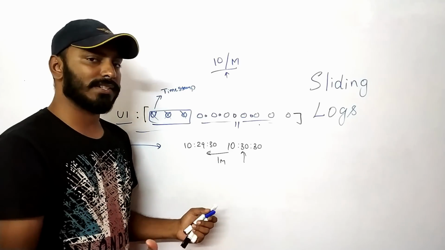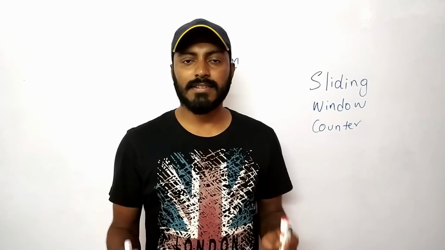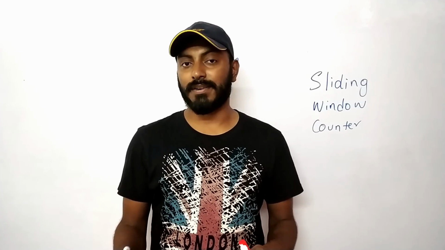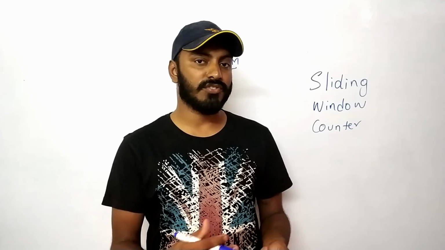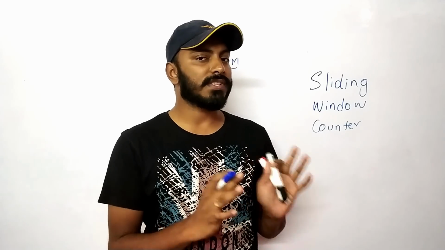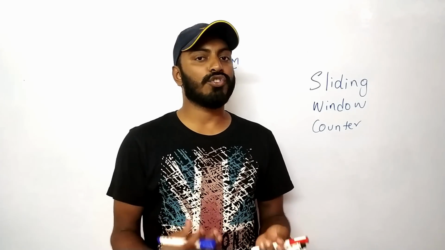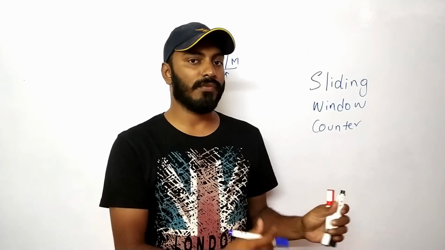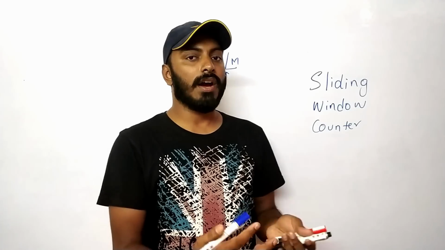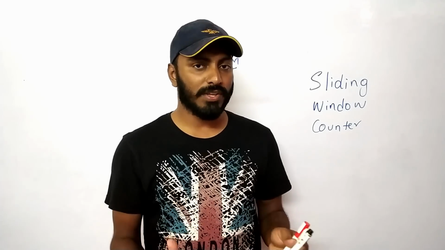But how do we solve that? Let's learn the sliding window counter. This is the optimization algorithm, which is almost similar to the sliding logs algorithm. But in this case, we are going to optimize on the memory side, so we're going to make this algorithm consume less memory. And how do we do that?